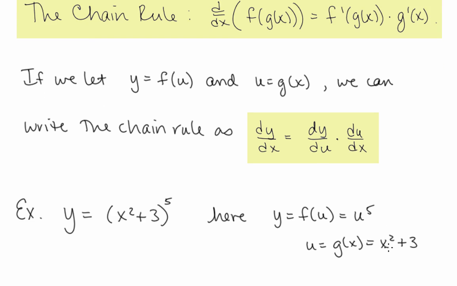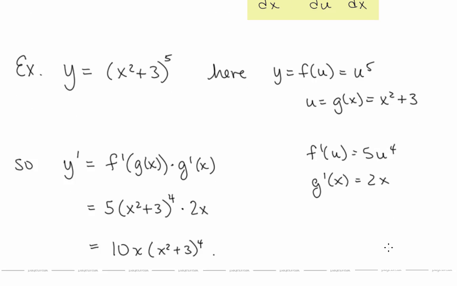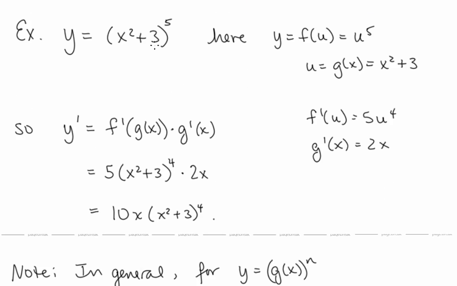So let's take a look at an example. Here we have y equals x squared plus 3 to the 5th power. And so we notice that our outside function is going to be u to the 5th power. So f of u is equal to u to the 5th. And our inside function is going to be x squared plus 3. And so here we have f of g of x with this notation.